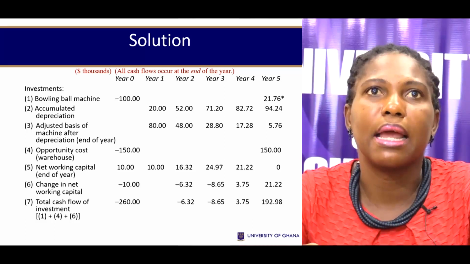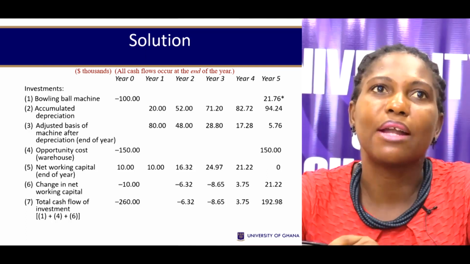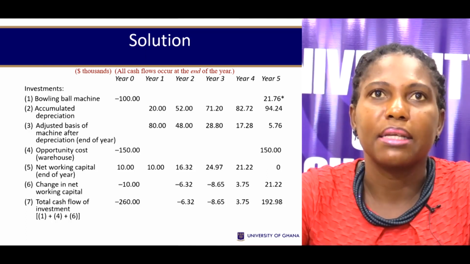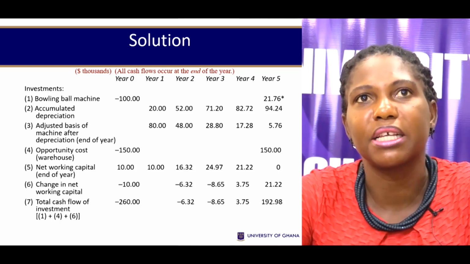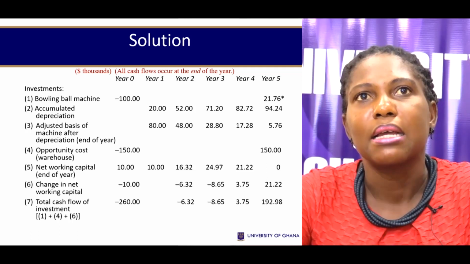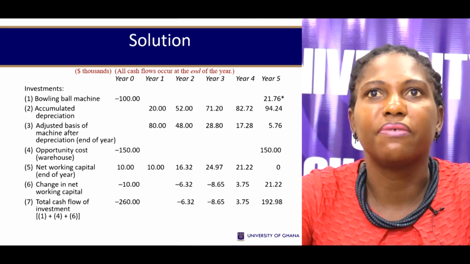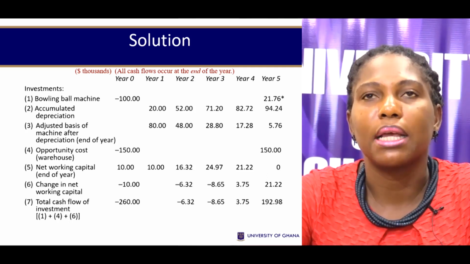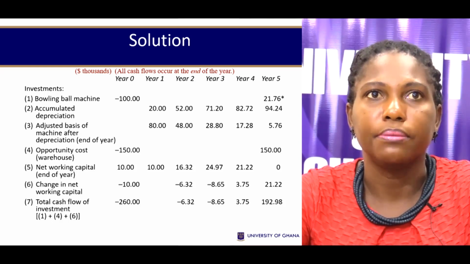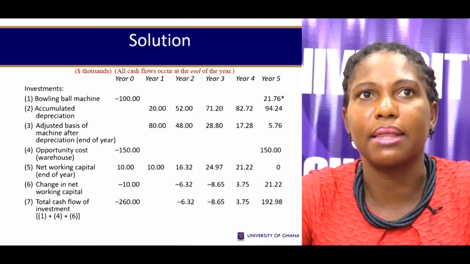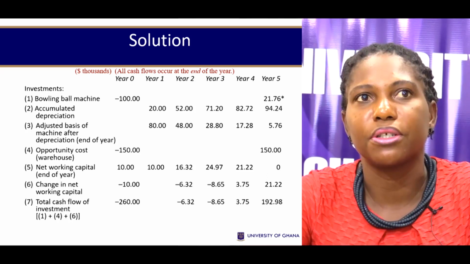Now you can see that in year 0, the initial investment has to do with a bowling machine that will be put in place. That's the upfront investment. And then depreciation starts for the years 1 through to year 5. And we're going to have a salvage value to the tune of 21. That's the leftover value using the cost recovery framework. So the third line shows the adjusted values of the machine after depreciation.